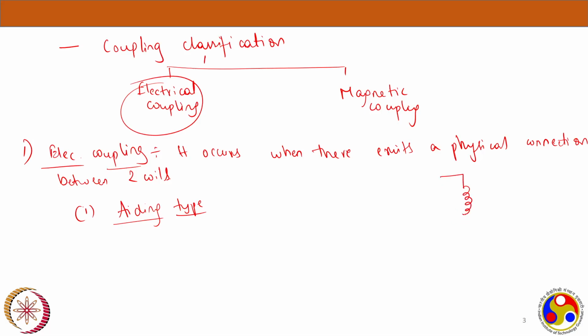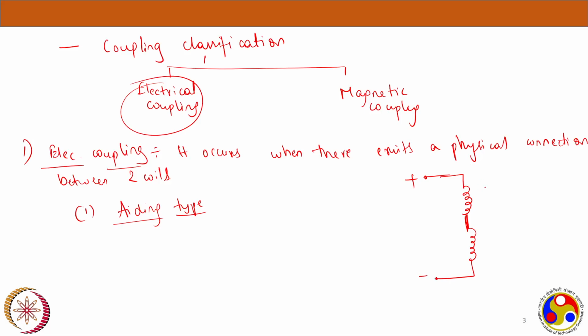I have a circuit with one coil. I have drawn coil 1, and this is coil 2. Now this is electrically coupled because I can see a physical connection. This particular connection is actually connecting these two coils. So these are electrically coupled coils. Now let's assume this is the polarity. I'm assuming.